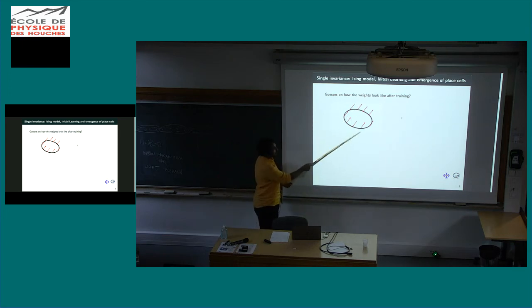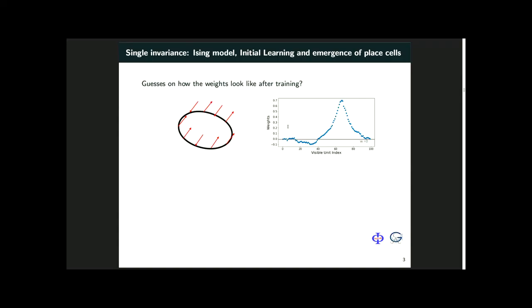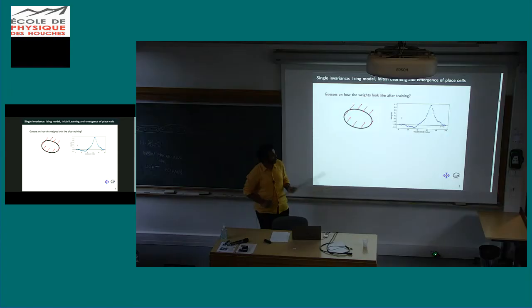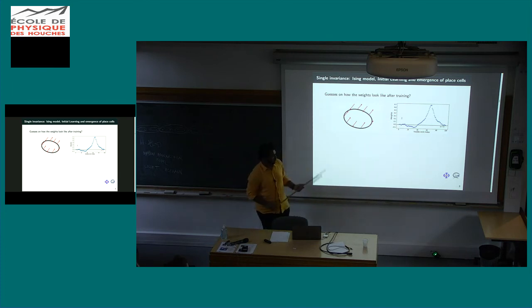Since there is a symmetry here, you can move the spins about and nothing changes in the distribution. So one option would be that all the weights are uniform. A second option could be that the RBM does something like PCA and learns the top eigenvector. But none of it happens. The weights after training look something like this. This is the visible unit index. I have used 100 Ising spins, and this machine was shown 10,000 configurations of these Ising spins. And this is the distribution of the weights after you finish the training.